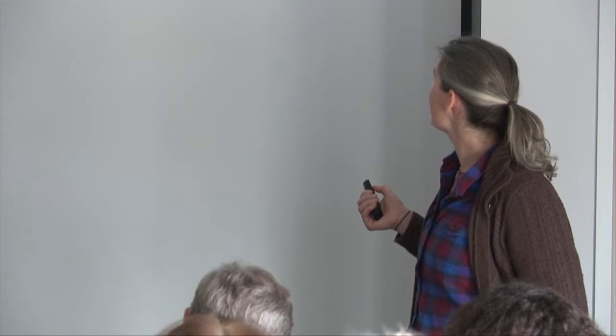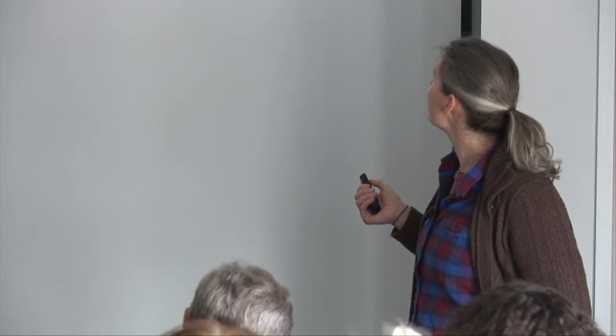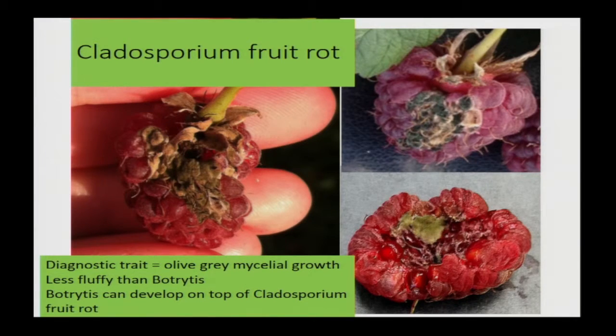This was one of the diseases that we found when we were doing field surveys. Sometimes it can look like a lighter bluish gray. This is different from Botrytis physically, in that the growth of this fungus, the Cladosporium fungus, is a lot less fluffy. It's more of a matted look.